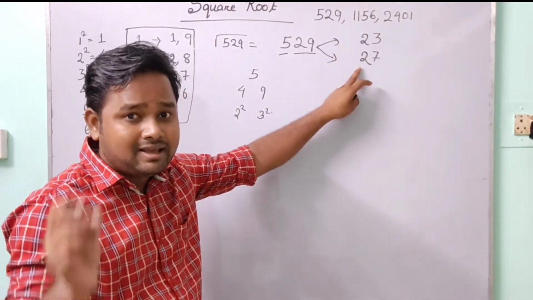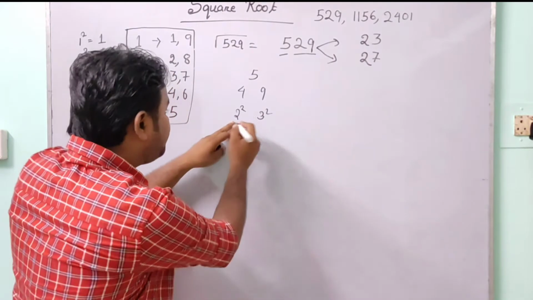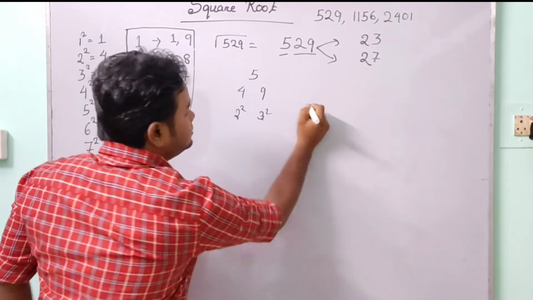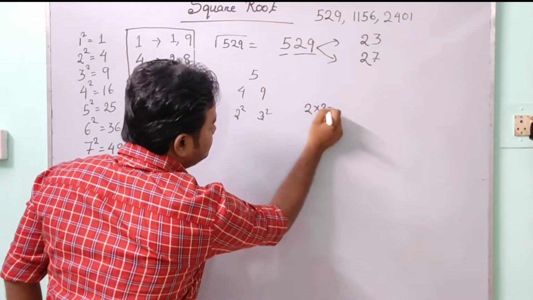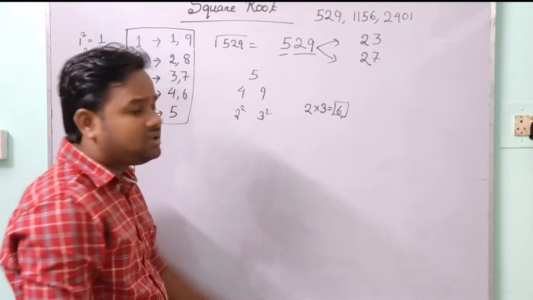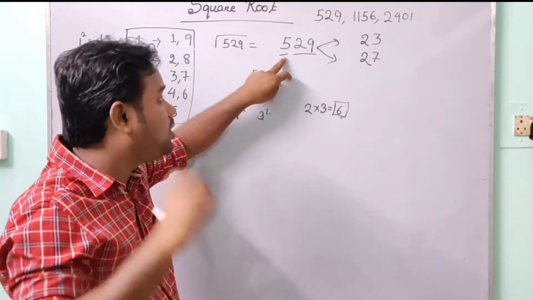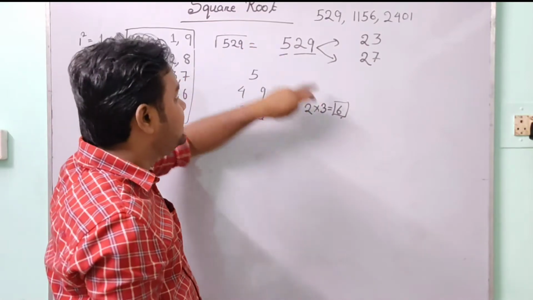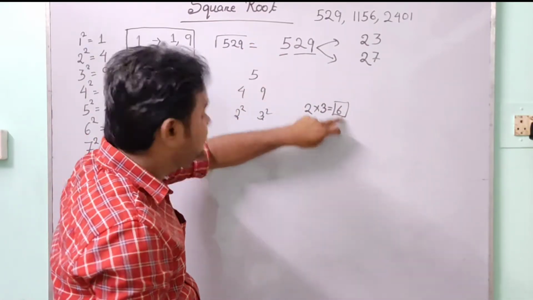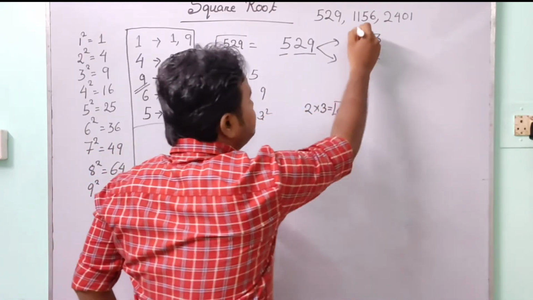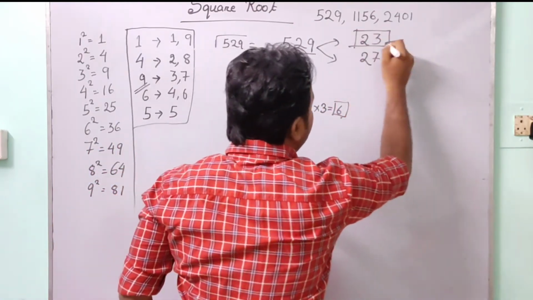What is the answer? The last step is here. I have to multiply 2 and 3. These 2 numbers I have to multiply. So, 2 times 3 is equal to 6. But in the question the value was 5. I have to compare whether this 5 is less or greater than 6. Since 5 is less than 6, here I have to write the smaller number. So, the answer is 23.